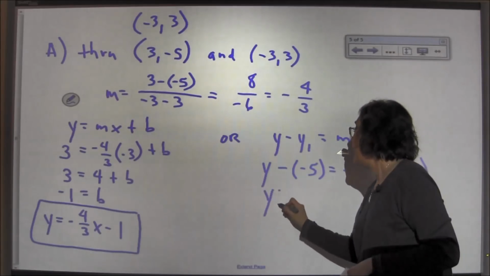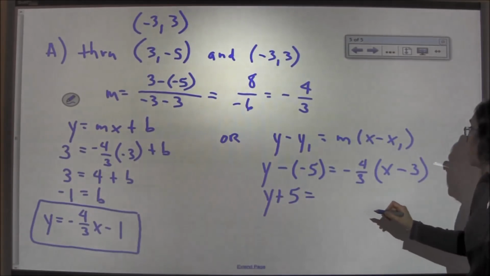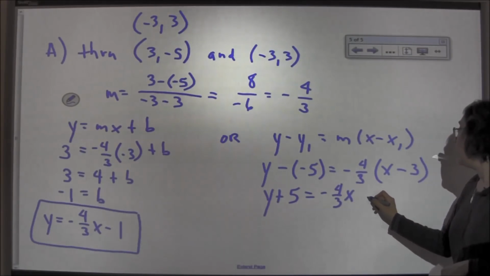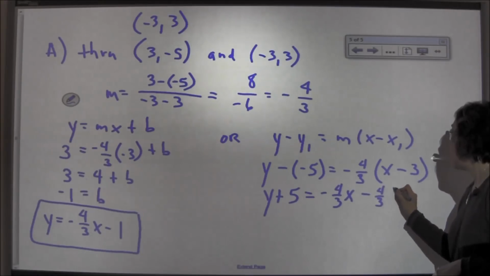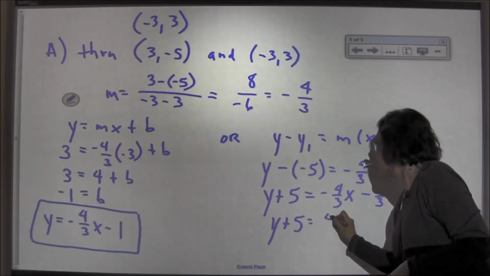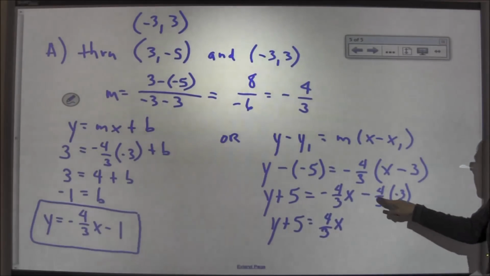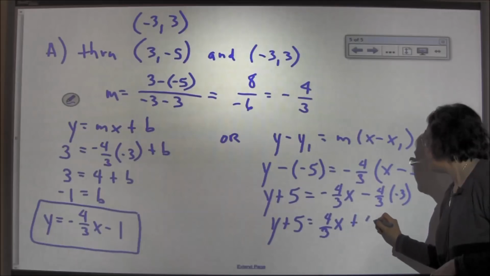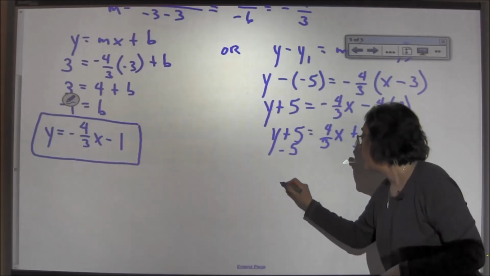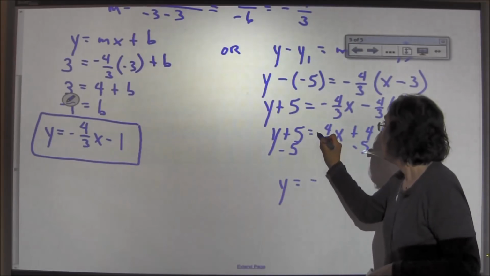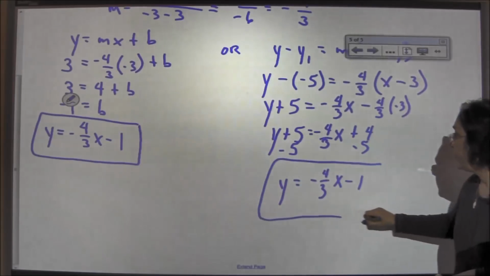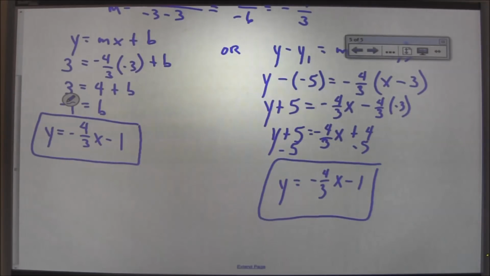And then I have to simplify, so I get y plus 5 equals -4/3 x, and then it's minus 4/3 times -3. Multiplying here, I would get plus 4, and then subtracting the 5, I get the same answer. Y equals -4/3 x minus 1. So that's your 2 ways.